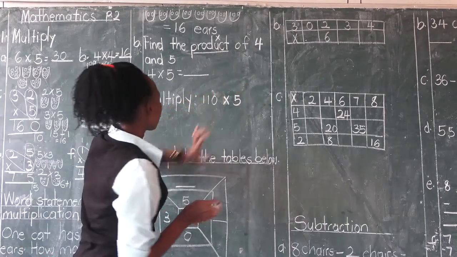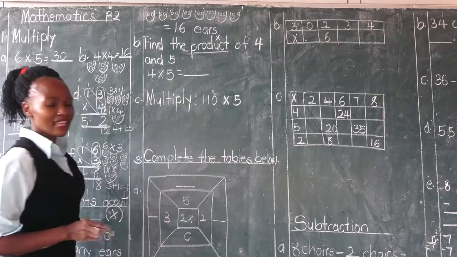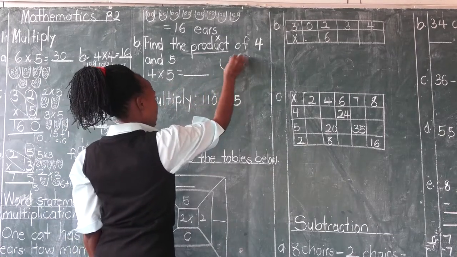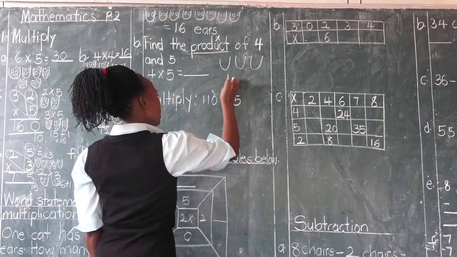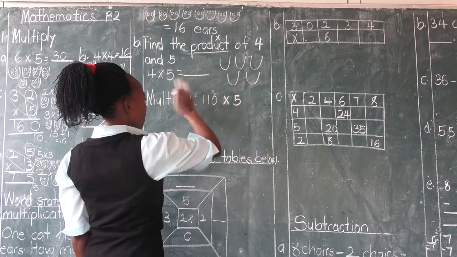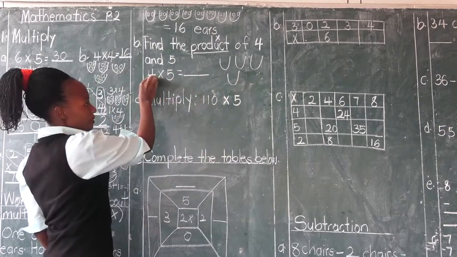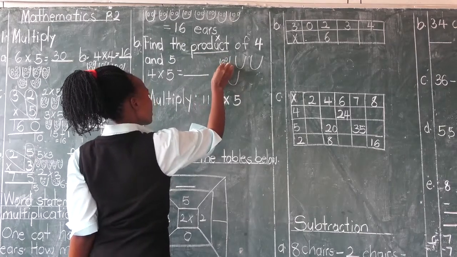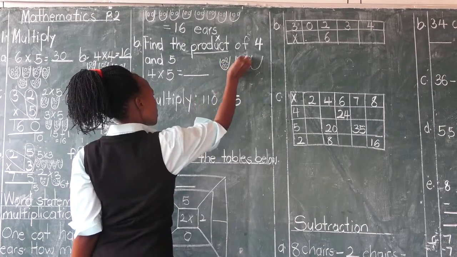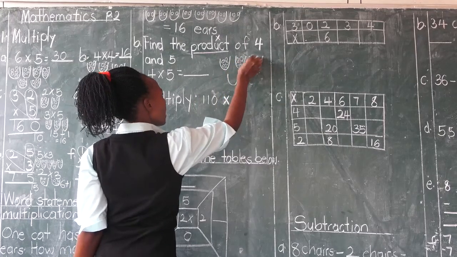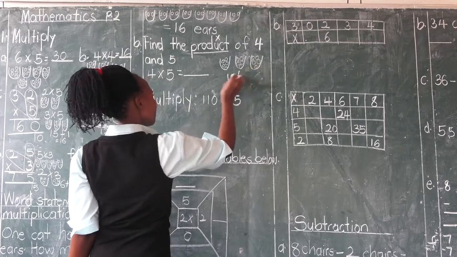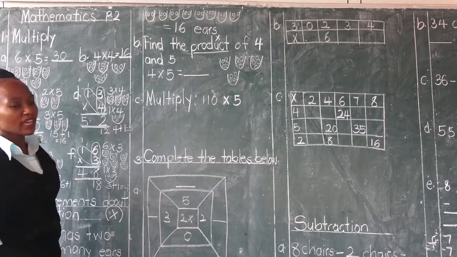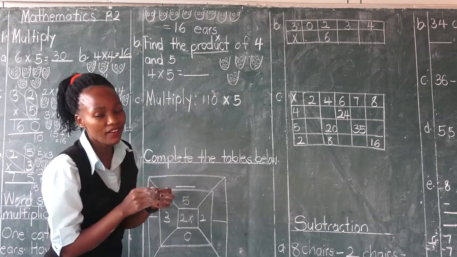Now let's come here to our side. 4 times 5 is the same as saying 4 groups of 5. Now let's form our 4 groups of 5. I'm sorry, they're supposed to be 4. 4 groups of 5. Now we are putting 5 in each group. 1, 2, 3, 4, 5. 1, 2, 3, 4, 5. 1, 2, 3, 4, 5. 1, 2, 3, 4, 5. Now you're going to put them together. That's how we get the product of 4 and 5.